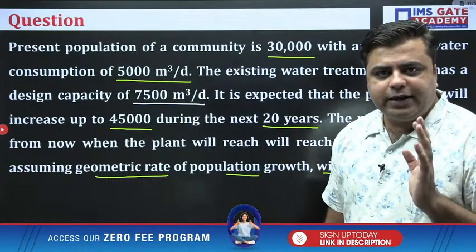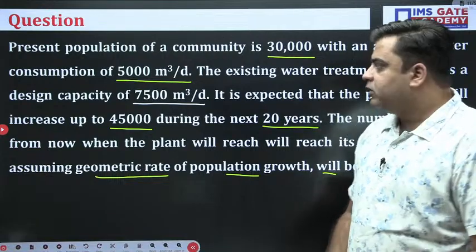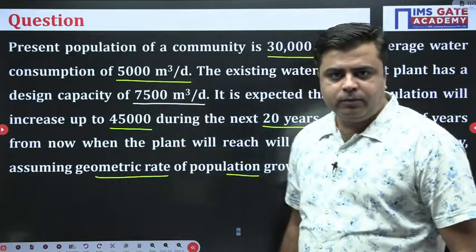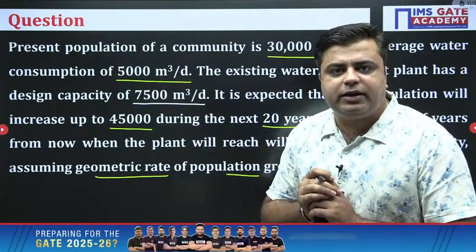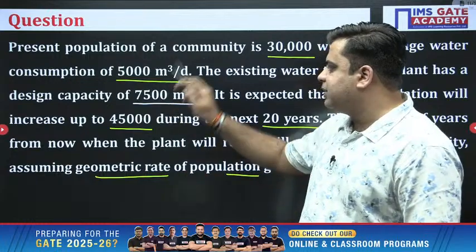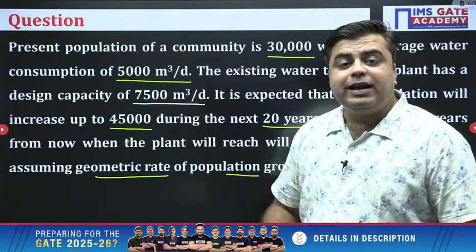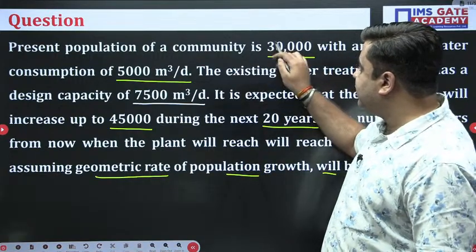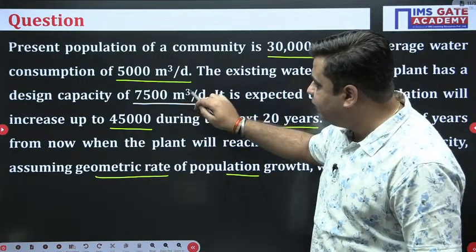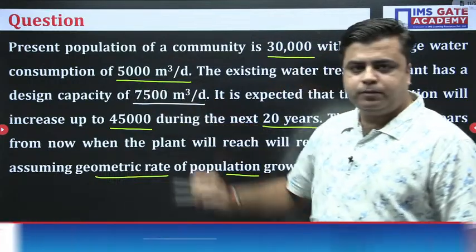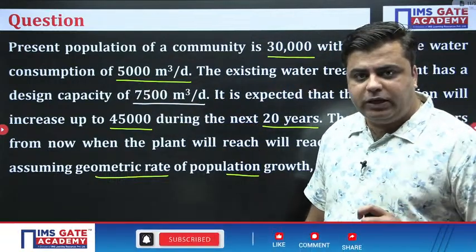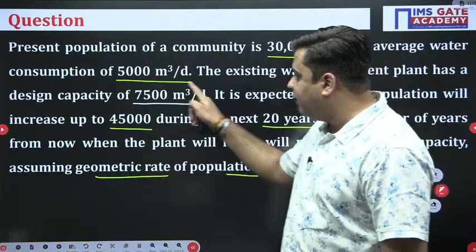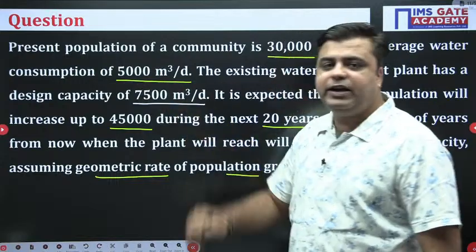This statement is saying, right now, 30,000 population is consuming 5,000 meter cube per day of water. And the total amount of water that can be treated in the water treatment plant is 7,500 meter cube. They are asking in how many years the population will grow from 30,000 to the population which will have this water demand. Right now population is P naught. In how many years will this population grow up to that which will have the total water demand of 7,500 meter cube.